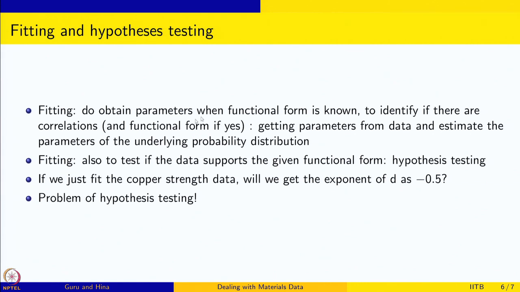Or if the functional form is known, then you can obtain the parameters. And getting parameters from data and estimating the parameters of the underlying probability distribution is something that we have already seen. So this is done, and so it is part of the fitting exercise. But fitting can also be done to test if the data supports a given functional form, right? So this is the hypothesis testing.